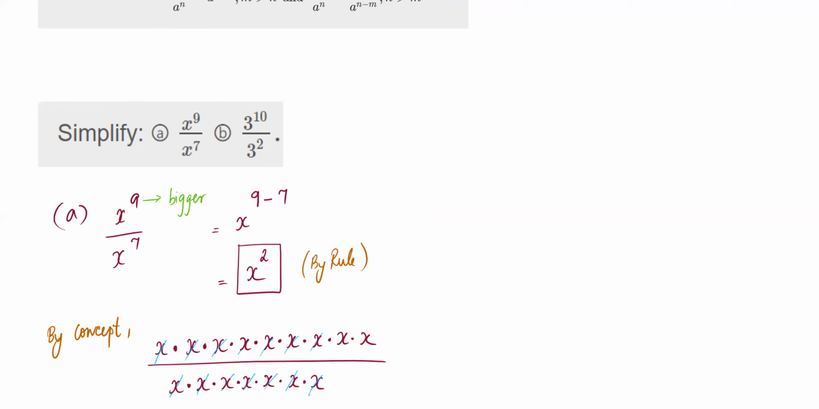Okay, see how many you have left. You just have 2 x's left. So the power is 1 and 1, 2. That is the answer we just got by using the rule, right? Clearly, the rule is way better to apply, provided you understand the concept behind it.